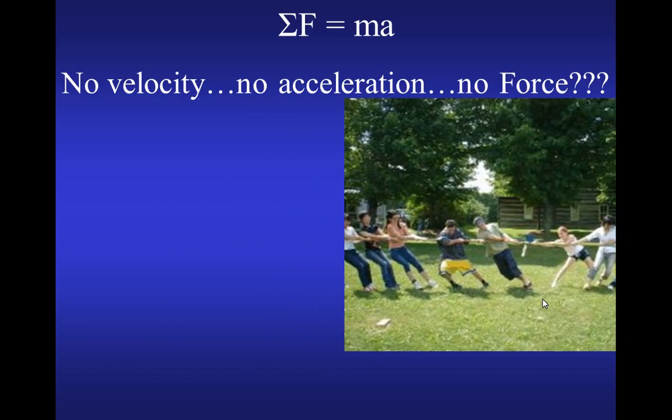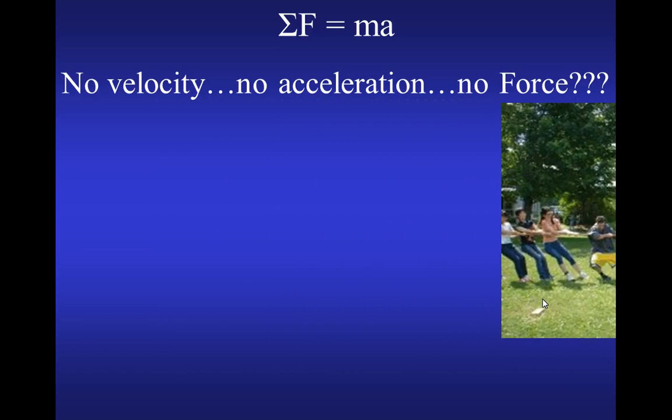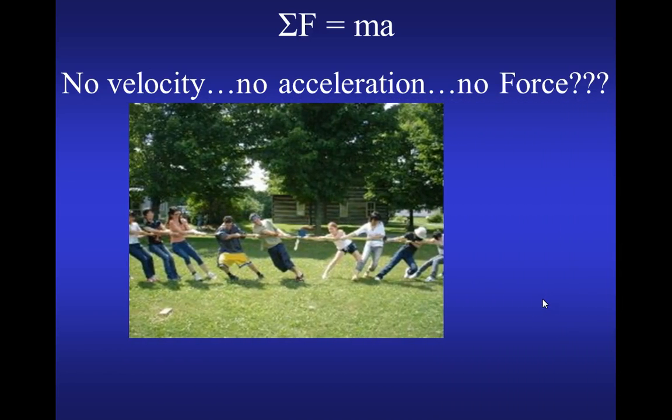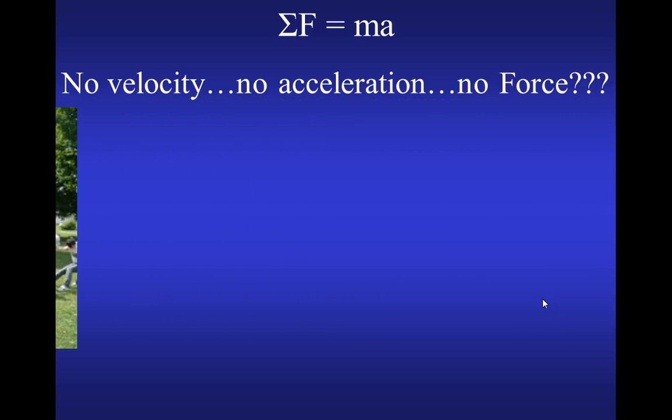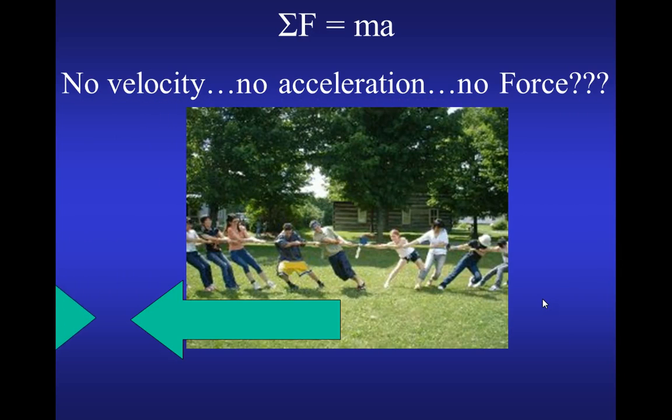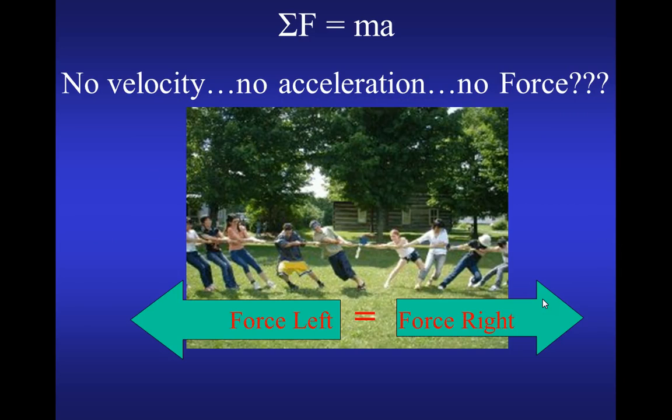Whoa, it's a tug of war. Whoa, they're pulling back the other way. And again the other way. It's not that there's no force. The force to the left here equals the force to the right, and so they're just stationary. Means there's no net force. Means the net force is 0.